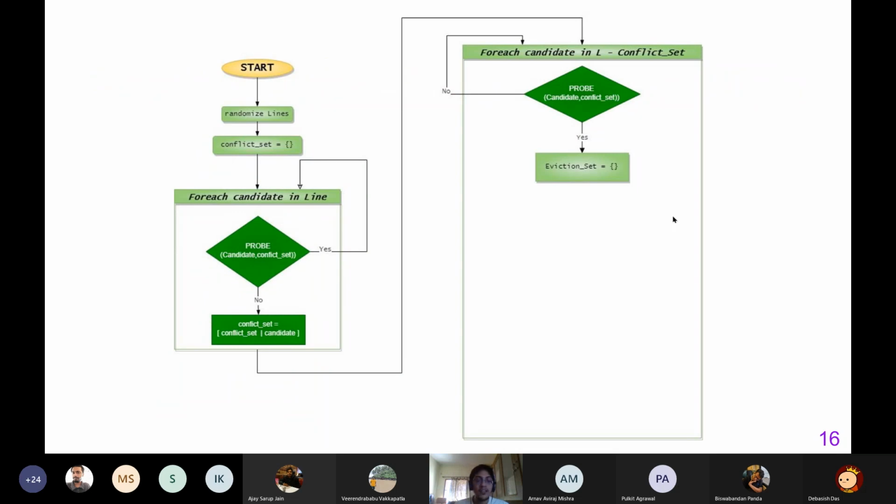our main goal is to construct the eviction set from that. To construct the eviction set, now we have two sets, which are the eviction set.